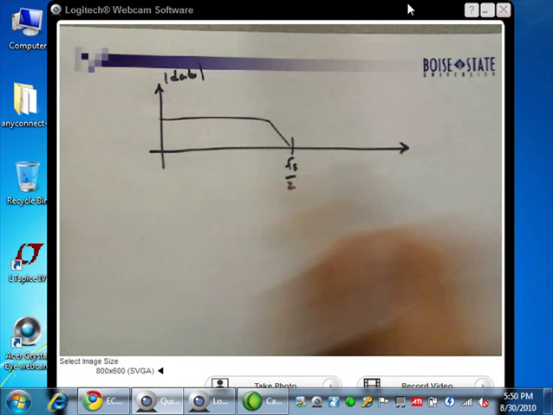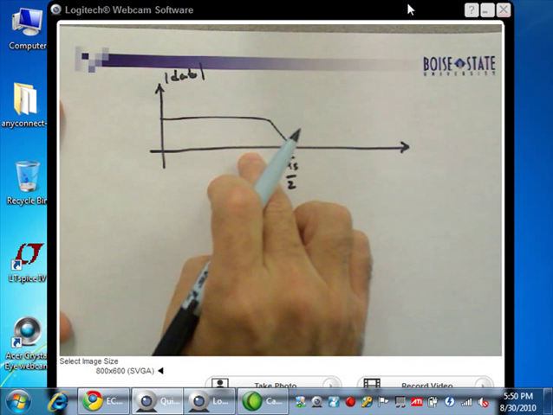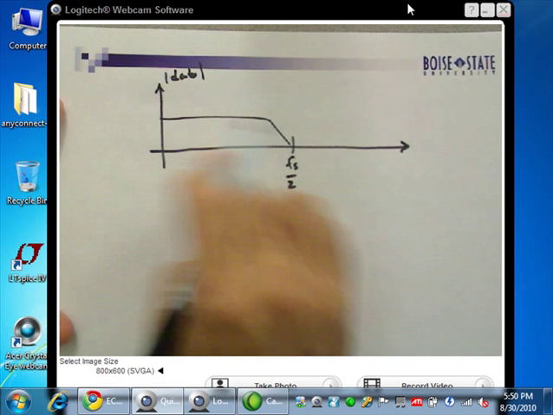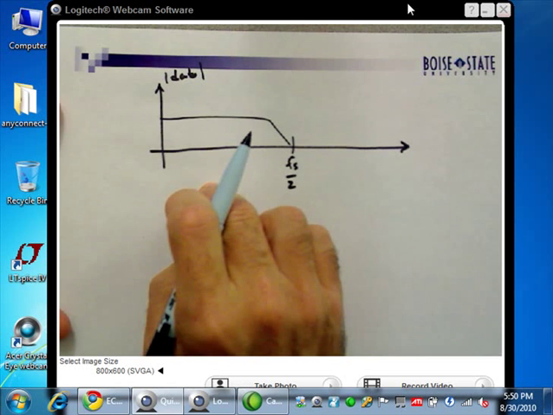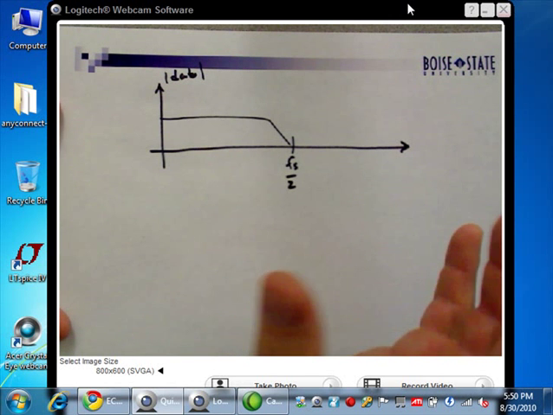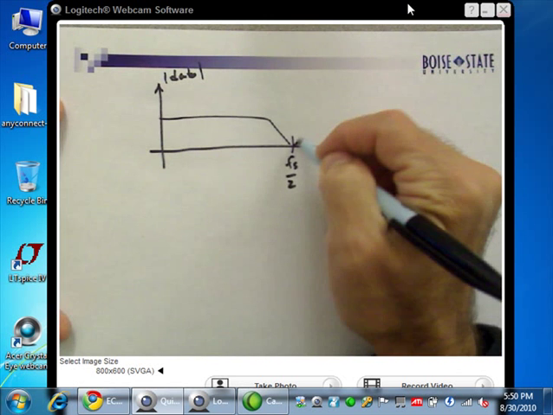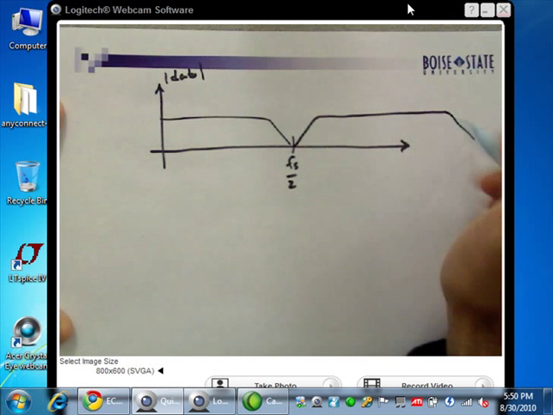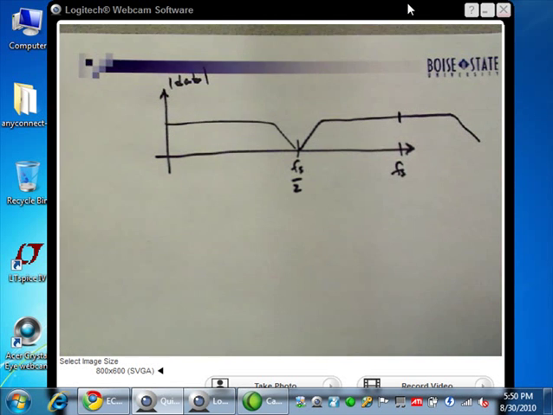No, it could be continuous spectrum. I think that's what you're saying. It has to be a discrete spectrum. No, it can be continuous. What do the spectrums of all digital data do? Repeat. So I go up and I go back over, and this one's at f sub s. So that's my digital data.